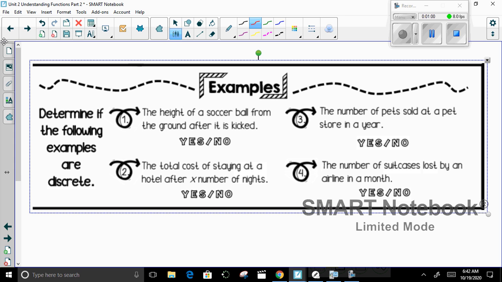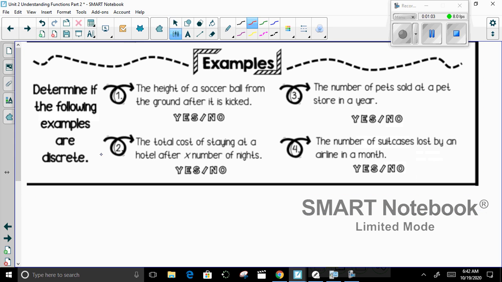All right, so let's look at some different examples we can get using discrete graphs. Determine if the following examples are discrete. The height of a soccer ball from the ground after it is kicked. If you have a soccer ball here on the ground, you kick it, it goes up in the air, and then it's got to come down. That ends up making a smooth curve. So is that going to be a discrete graph? No, it's not. Remember, a discrete graph is not connected.